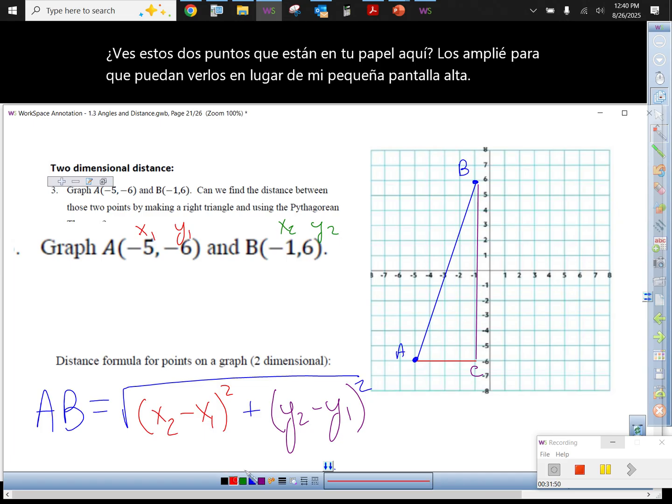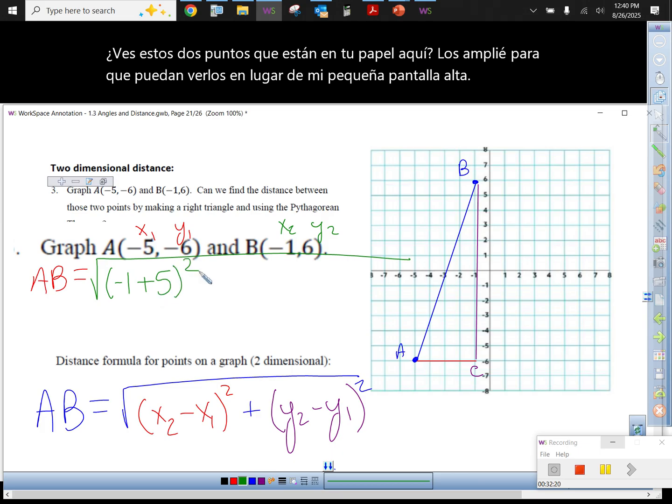Please don't work ahead of me. We're going to say the distance from A to B equals big old square root sign. Who is x2? -1. Minus x1, which is a -5. Oh my God. Minus a minus. What does a minus become? Plus. Do you see how that needs to get squared?